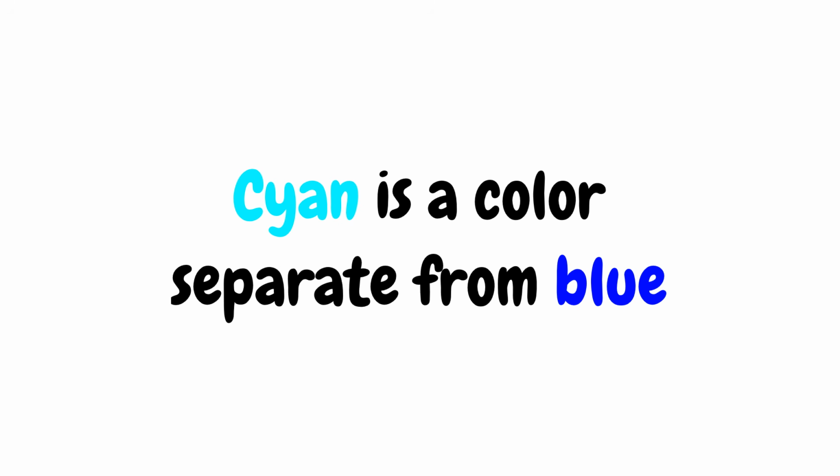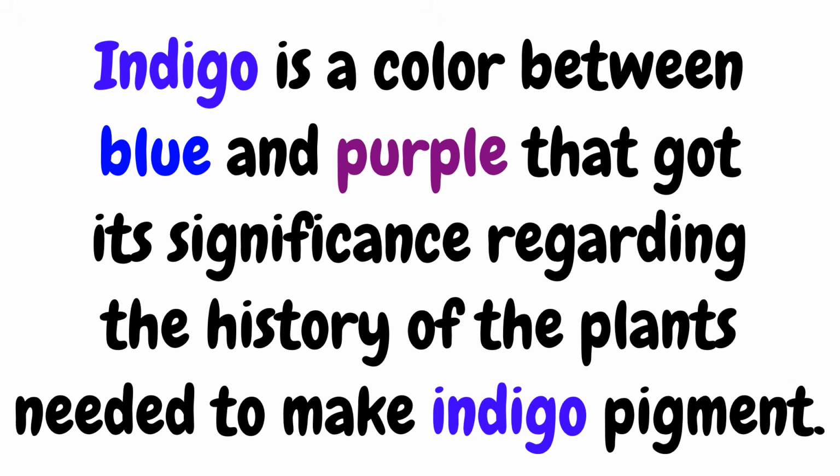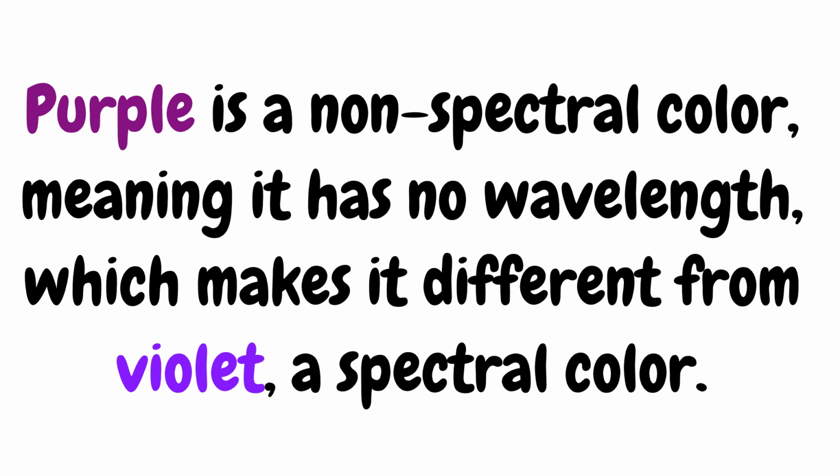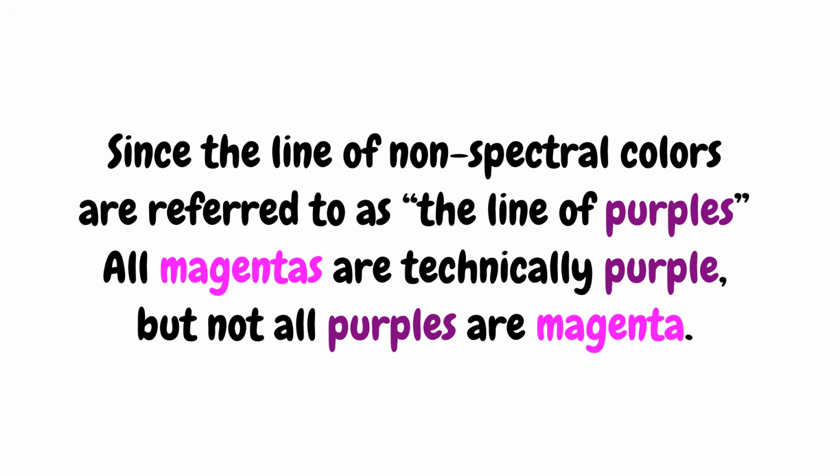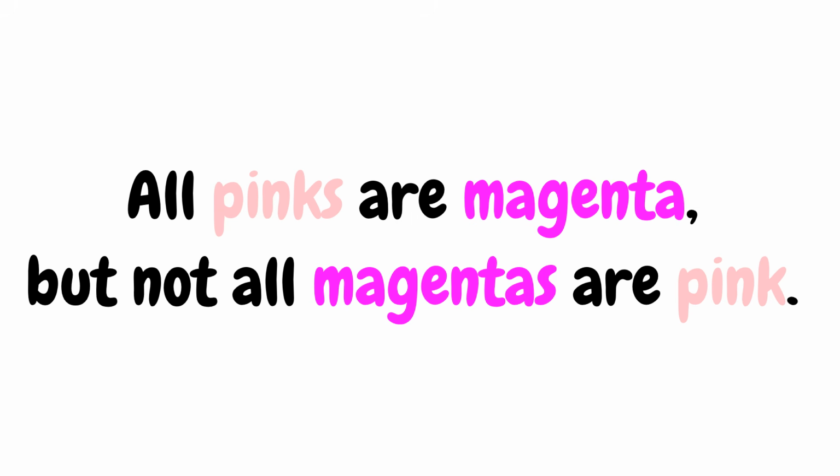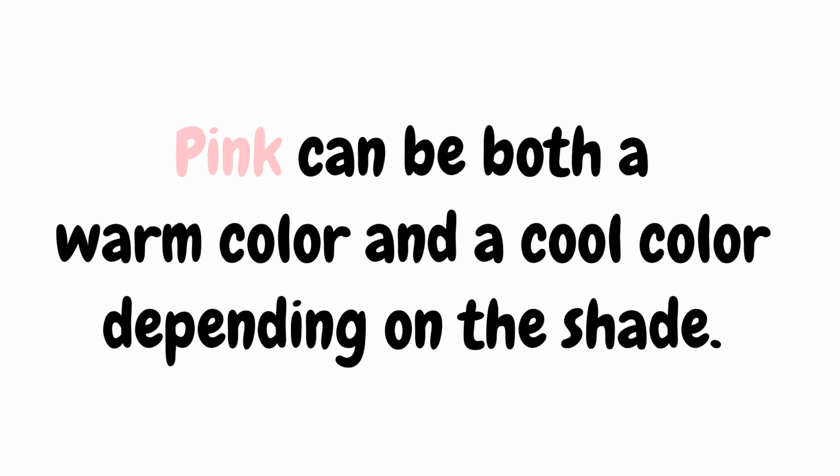So to sum everything up, cyan is a color separate from blue despite popular belief. Indigo is a color between blue and purple that got its significance regarding the history of the plants needed to make the indigo pigment. Purple is a non-spectral color, meaning it has no wavelength, which makes it different from violet, which is a spectral color. Since the line of non-spectral colors are referred to as the line of purples, all magentas are technically purple, but not all purples are magenta. All pinks are magenta, but not all magentas are pink. And pink can be both a warm color and a cool color, depending on the shade.